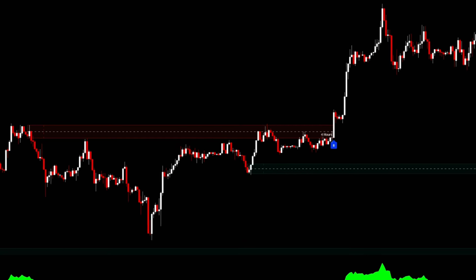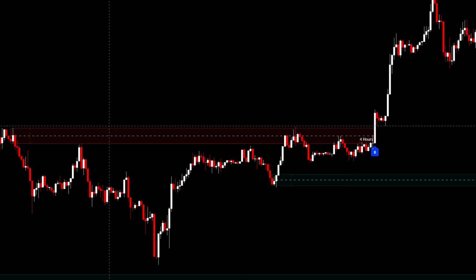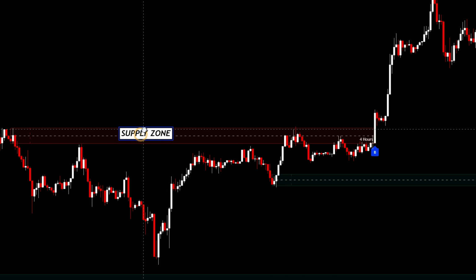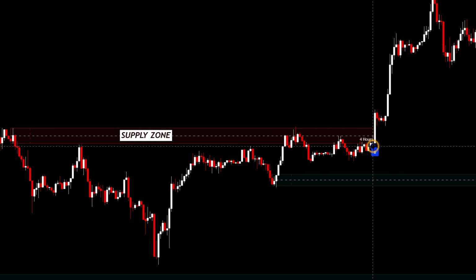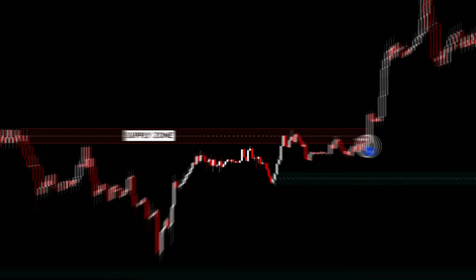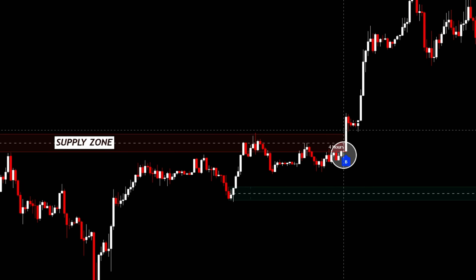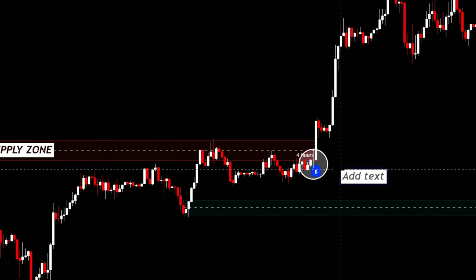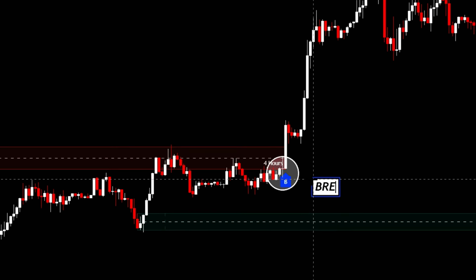Now watch how this changes everything. Look at the supply zone on the Bitcoin. Flux Charts marks it automatically. Price approaches the zone. We do nothing. The price breaks above the zone and closes.